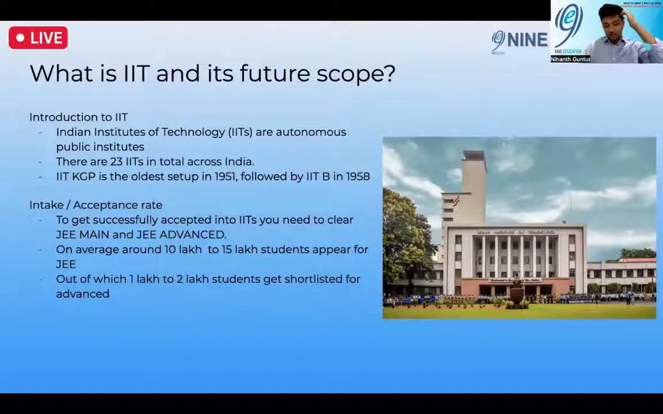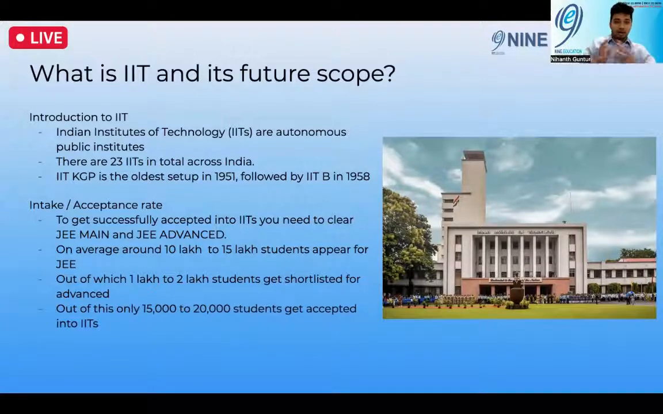So out of these 10 to 15 lakh students, 1 lakh to 2 lakh students get shortlisted for advanced. So if you see, that's close to 10% acceptance rate or clearance rate of the IIT JEE Mains exam. Out of the 1 to 2 lakh students who write advanced, only 15,000 to 20,000 students get accepted into IITs. So only 15,000 students actually get a seat and get placed into one of the IITs.